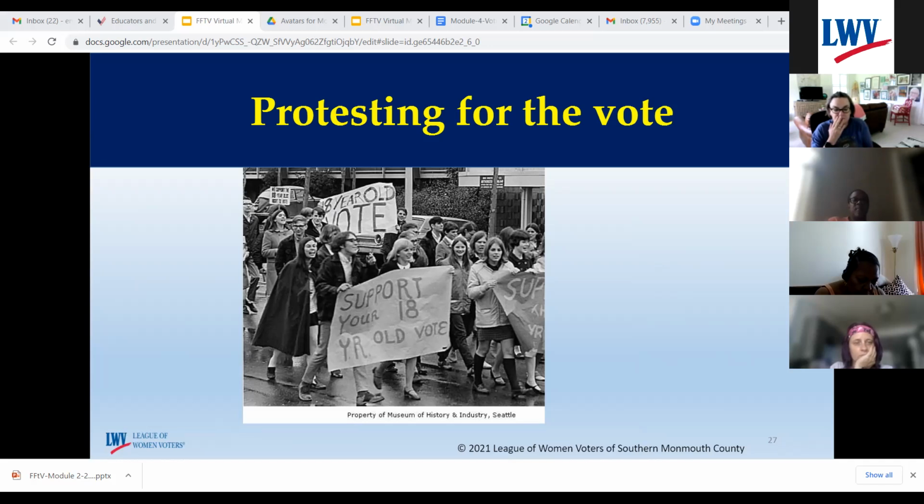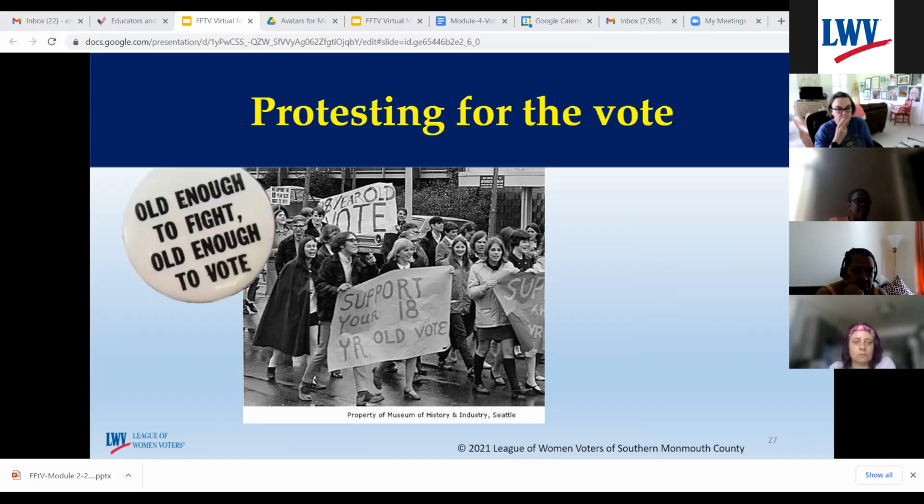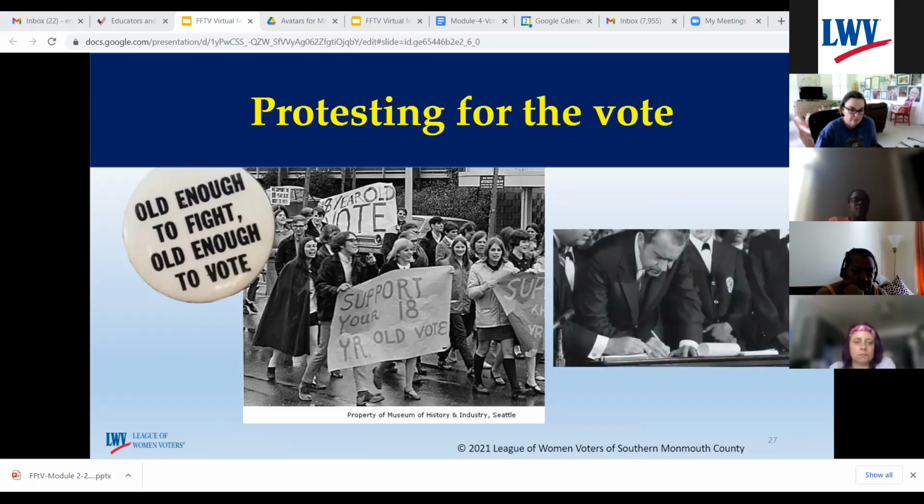The men drafted had absolutely no choice in the matter. In the 1960s, tens of thousands of these young men went to Vietnam. More than half the American servicemen killed in Vietnam were between 18 and 20 years old. Protesters raised their voices using the slogan, "Old enough to fight, old enough to vote." And the 26th Amendment was passed more quickly than any other amendment ever passed, and it gave 18-year-olds the right to vote.